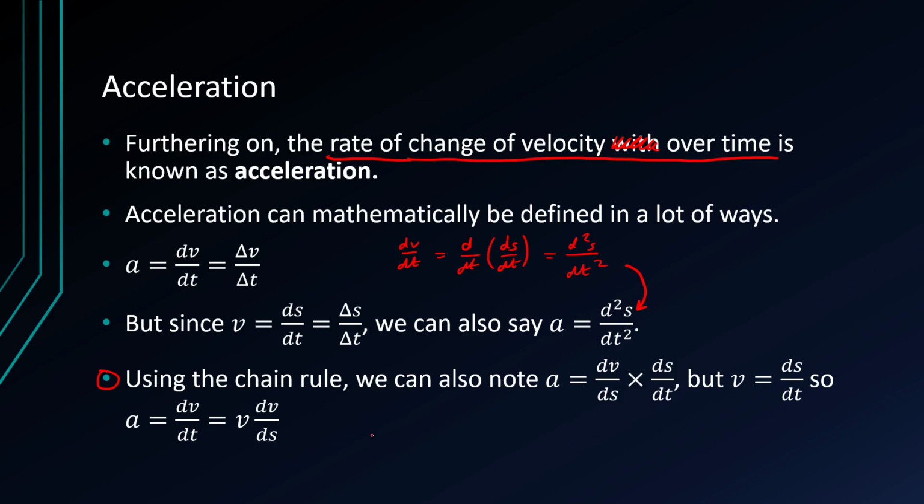So there are now a lot of different ways of writing it. So dv by dt, d2s by dt squared, and v dv by ds. So there are a lot of ways of writing acceleration. You just got to be careful with knowing them. These three in particular are the more common ones. This fourth one, not so much, but it's still handy enough to know.